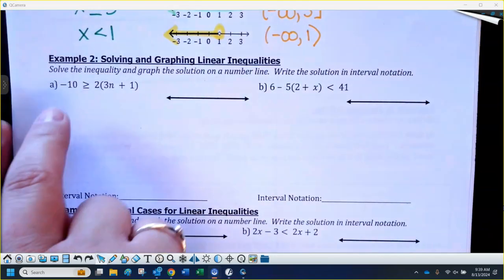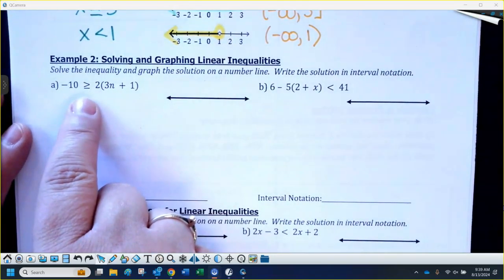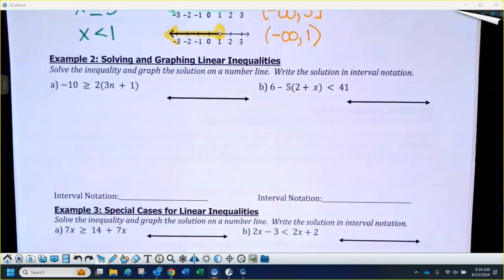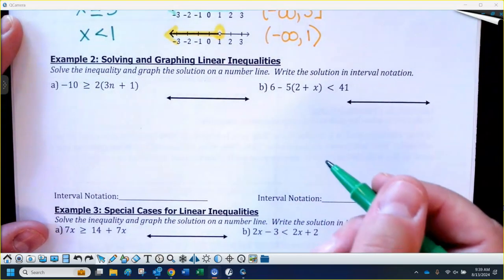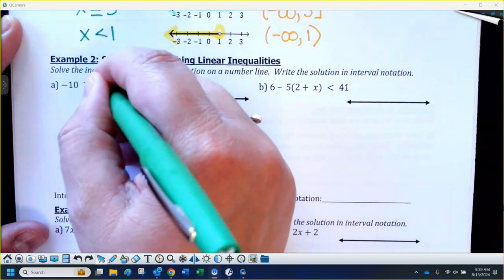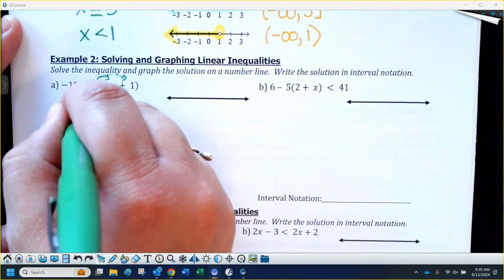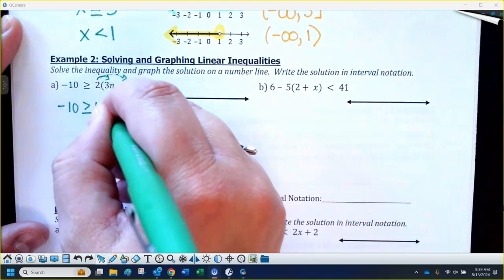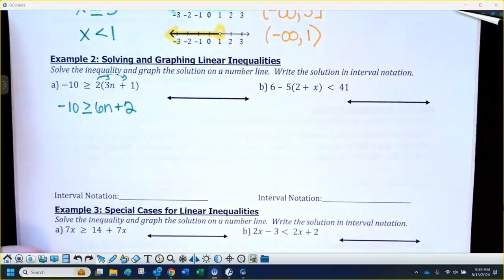So my first little example, I just have -10 greater than or equal to, and then on the other side I have 2 times the quantity 3n plus 1. Does anybody know what you would do first if I was asking you to solve this inequality? Jonathan, what do you think? I would distribute the right side. Okay. And do -10 is greater than or equal to 6n plus 2. Perfect. What do you want to do next?